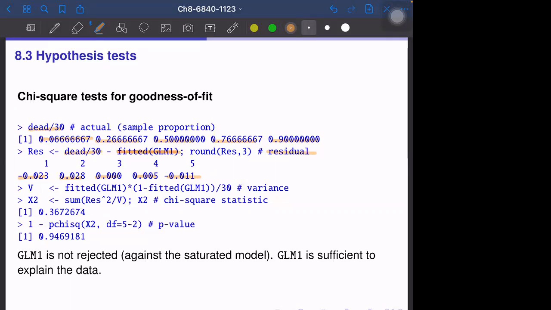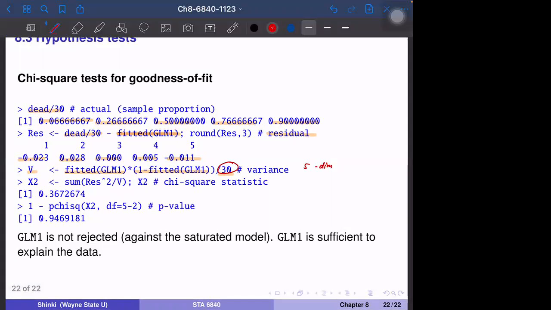Then now we have to calculate the variance of this quantity. And the variance of y is basically mu times 1 minus mu divided by n. So this is the fitted value times 1 minus fitted value over 30. So this depends on the observation. So this is a 5-dimensional vector. Here 30 is because all lines have the sample size of 30. Otherwise we have to use a different number for each line.